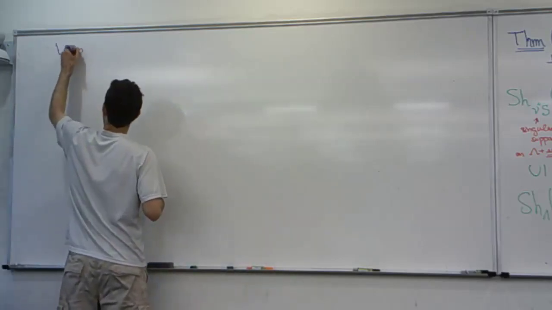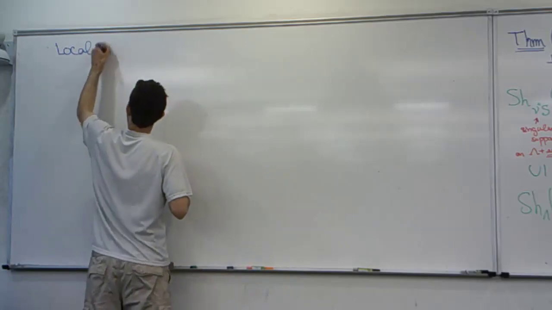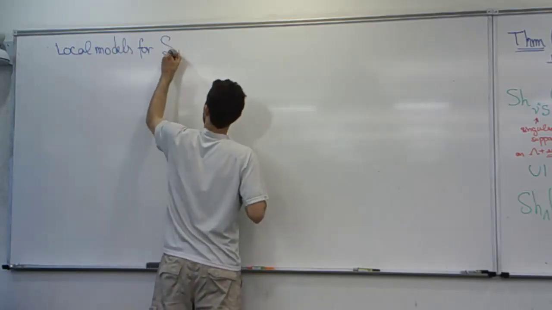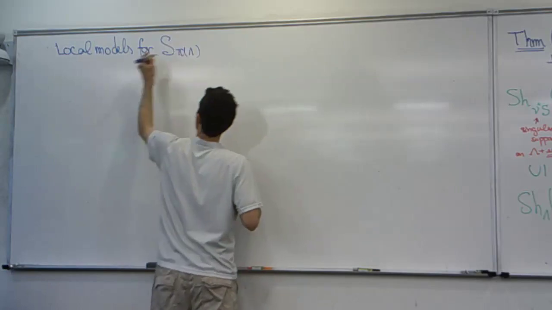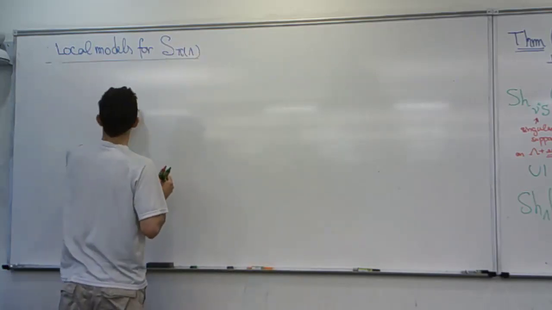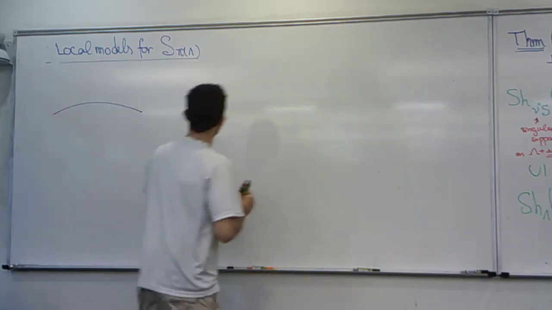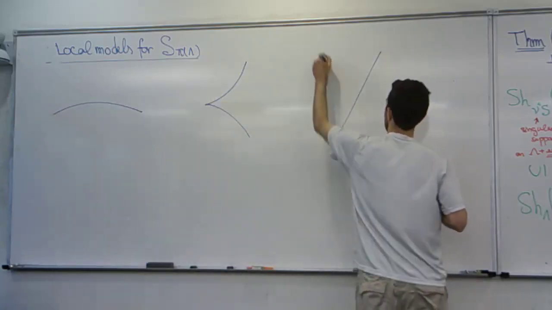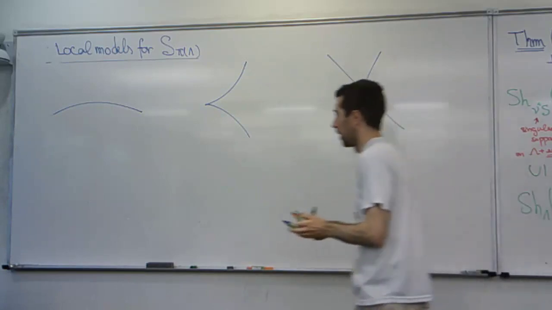Okay, so now local models for this kind of stratifications. And now what kind of posets we're going to get. So the first local model here is that of an arc. The second local model is that of a cusp. And the third local model is that of a crossing.